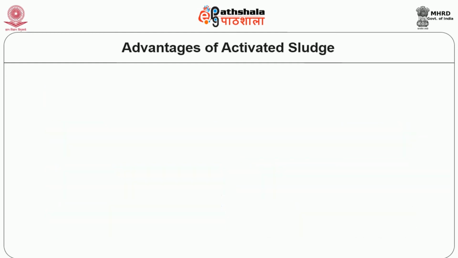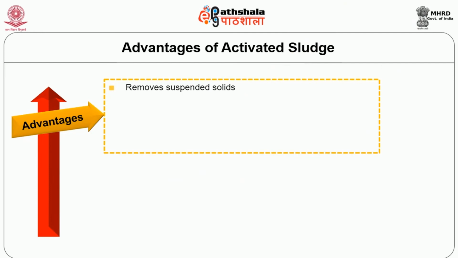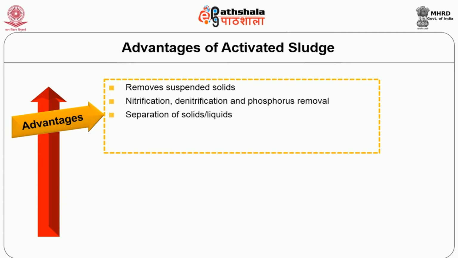Now we will see the advantages of activated sludge compared to other processes. The main advantages are that it removes the suspended solids, and not only that, it also does nitrification, denitrification and phosphorus removal, which means that nitrate and phosphorus can be removed, and it also involves liquid and solid separation. It removes the organics from the effluent, and it is also effective in removing the microbial pathogens from the sludge, that is, from the treatment process.